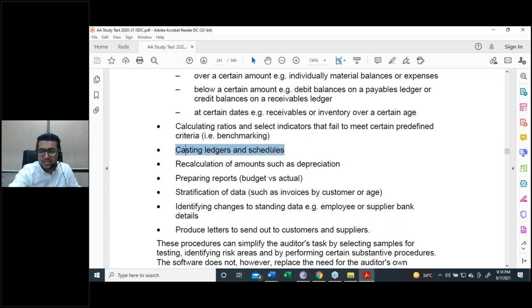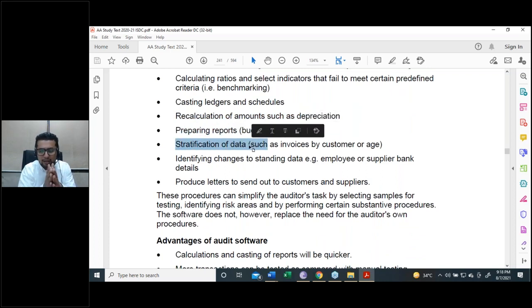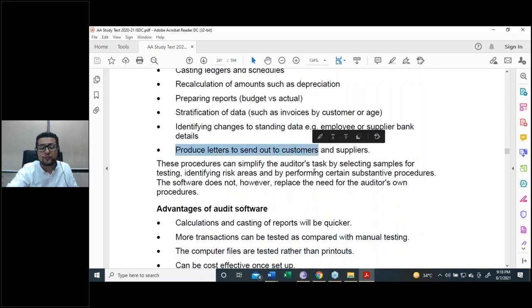Softwares can cast things. You know what's casting from the last class? Softwares can perform recalculation of the depreciation if you are just going to input a certain data. Software can produce reports. They can stratify the data. Softwares can bifurcate the data into different categories. Softwares can identify if there was a change in the standing data. Softwares can produce the letters.